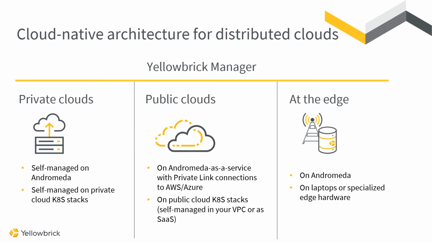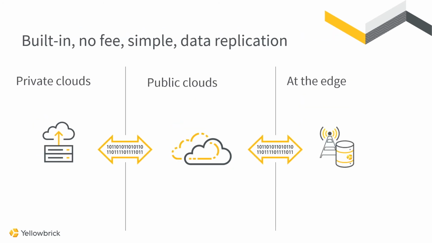At the edge, Yellowbrick's unrivaled efficiency really shines. We've had customers request to run Yellowbrick on things like laptops, 1U servers, and other specialized hardware. We can also offer Andromeda 3-node configurations supporting up to 145 terabytes of structured data with minimal power and cooling requirements. And to make distributed cloud a reality, we've announced the Yellowbrick Manager that provides a single pane of glass to manage instances across the spectrum from edge to public clouds to your data center, all from a single pane of glass.